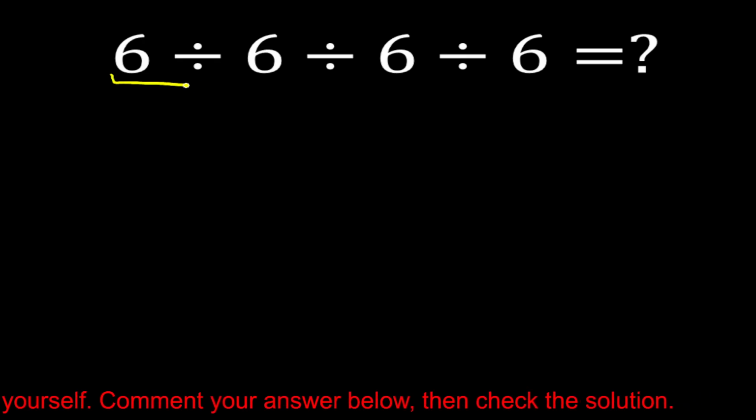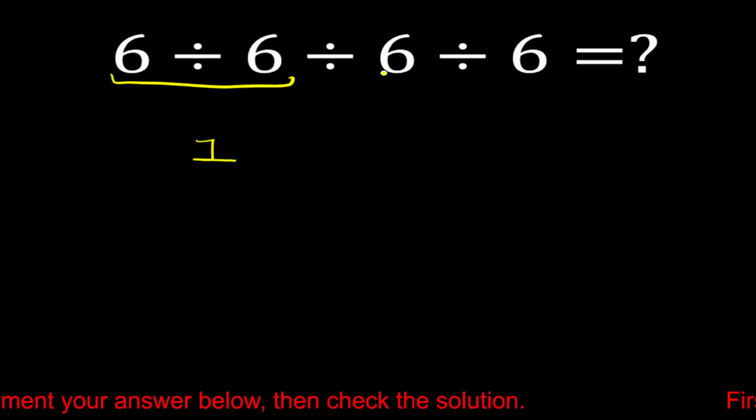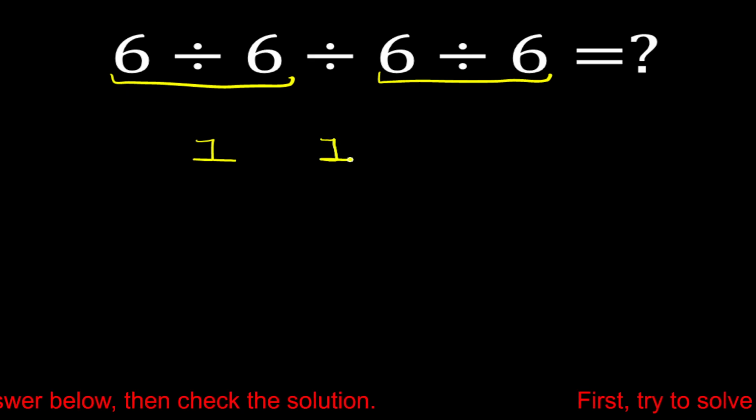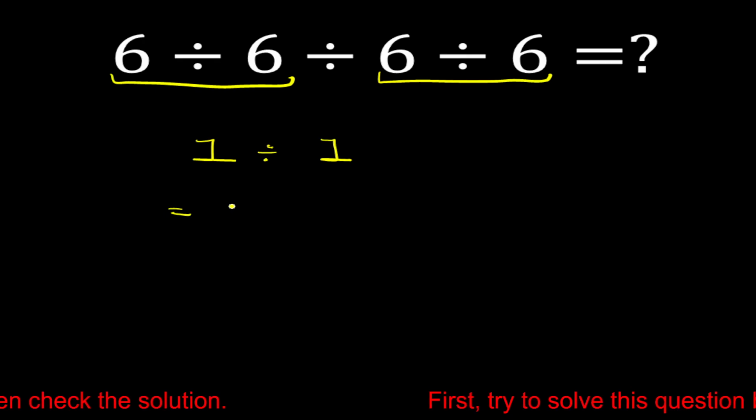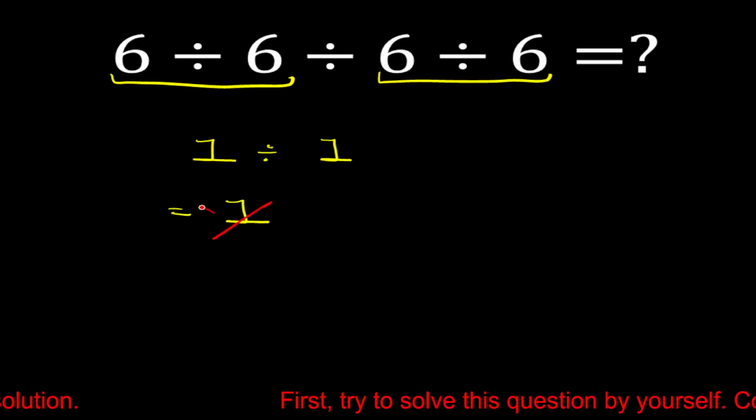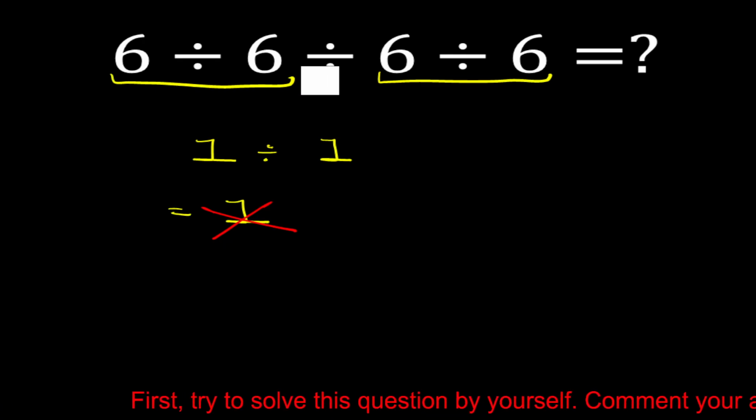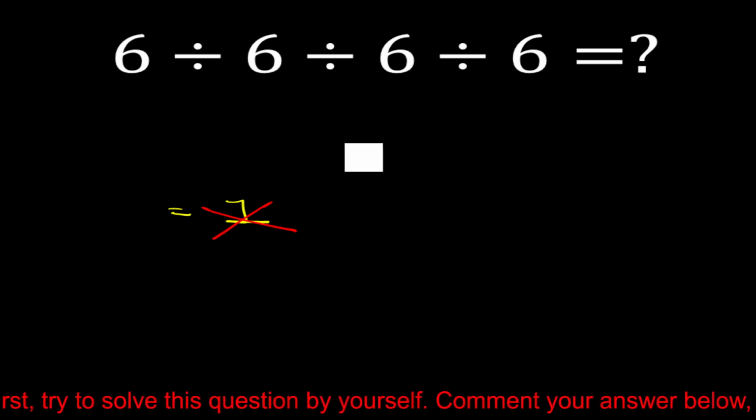So 6 divide 6 is equal to 1. Okay. Then again 6 divide 6 is equal to 1. Now 1 divide by 1 is equal to 1. But this answer is not correct. This answer is completely wrong. Now let's solve this problem correctly by using the order of operations.